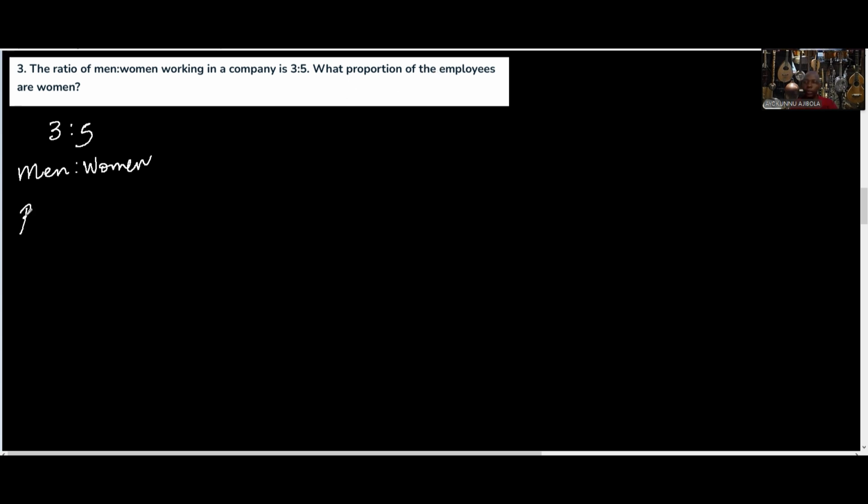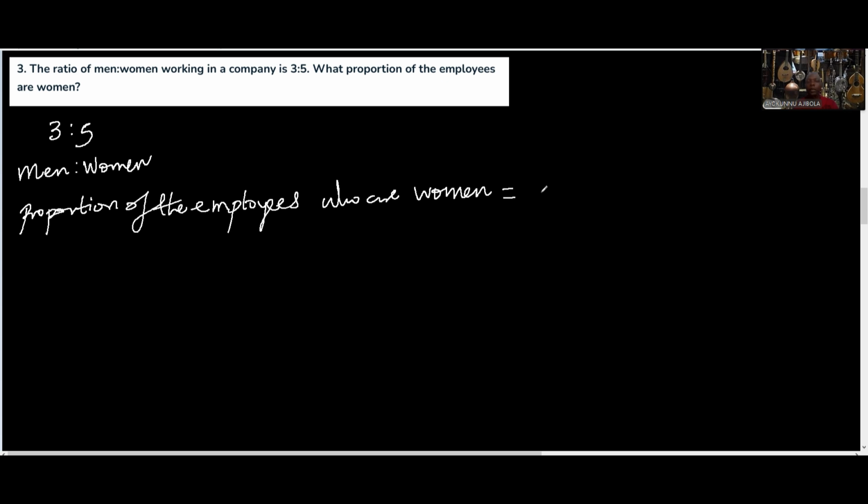So, the proportion of the employees who are women would be the number of women over total employees, which is 5 over 8. So the proportion is 5 over 8.